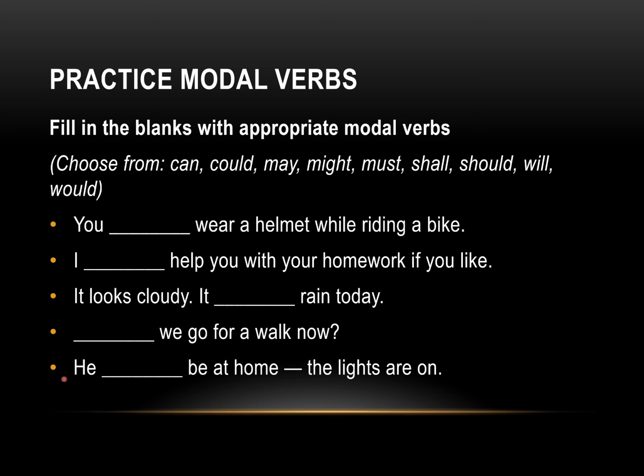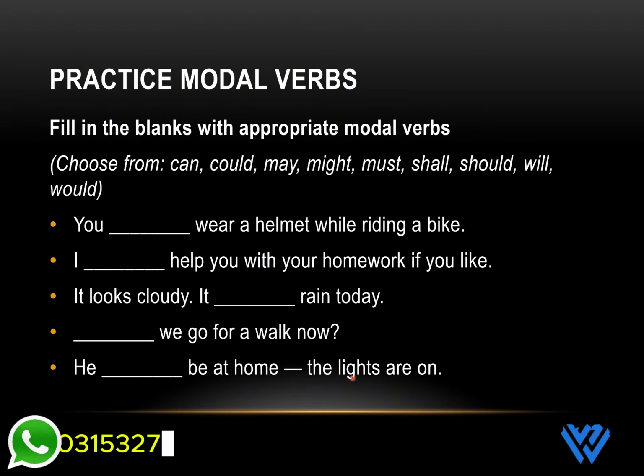The next sentence is, he dash be home dash lights are on. He dash be at home. He will be at home. The lights are on. There's a situation given. The lights are on is telling that it's a positive case. So you have to tell it's a case of surety because the lights are on. The person is more sure while saying this. So you can't say he may be at home. Otherwise, it would be correct if you don't know or if the lights are not on.